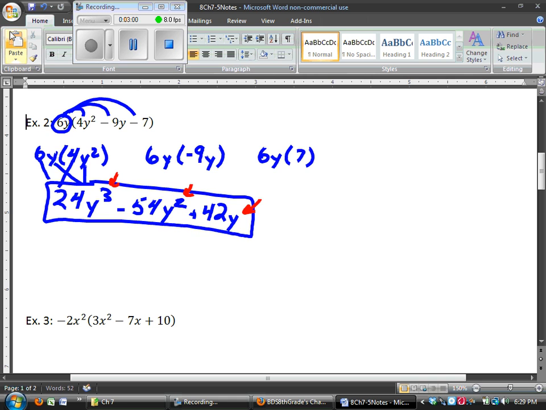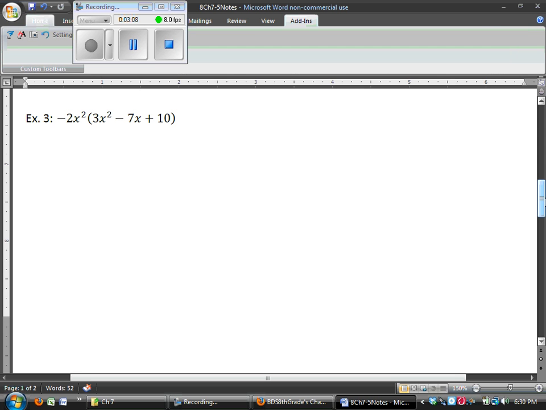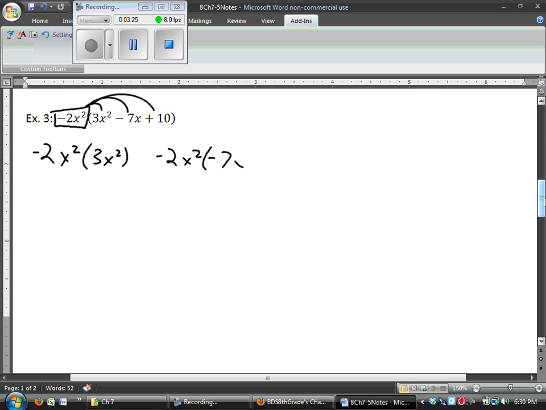Okay? So let's go ahead and try the next example at the bottom of your page. Negative 2x squared times the quantity 3x squared minus 7x plus 10. Take this, and again, we're going to distribute it to each term. So negative 2x squared times 3x squared. Negative 2x squared times negative 7x. And negative 2x squared times 10.